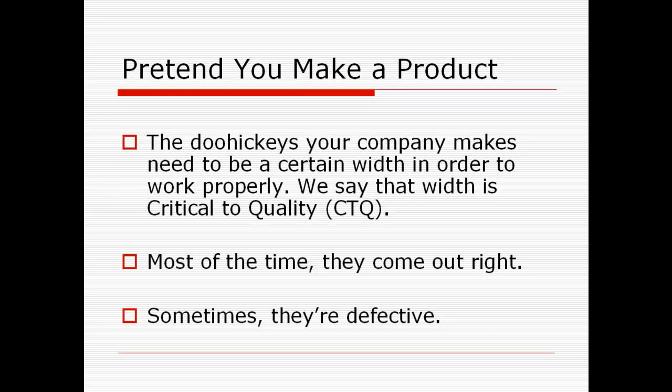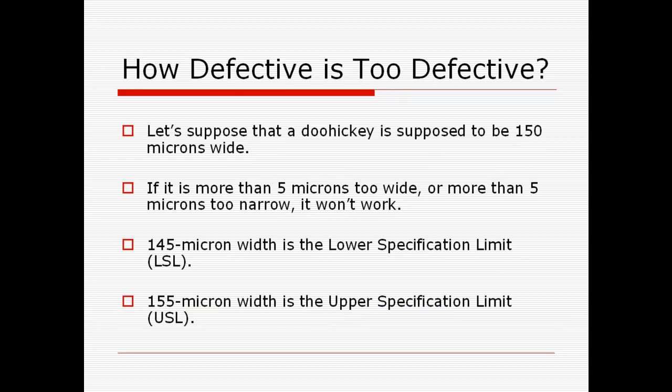So pretend that you're making a product, and the doohickeys that your company makes need to be a certain width in order to work properly. We say that width is critical to quality, CTQ. Most of the time they come out right, but sometimes they're defective. How defective is too defective?